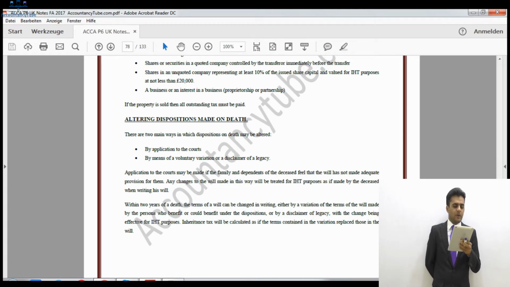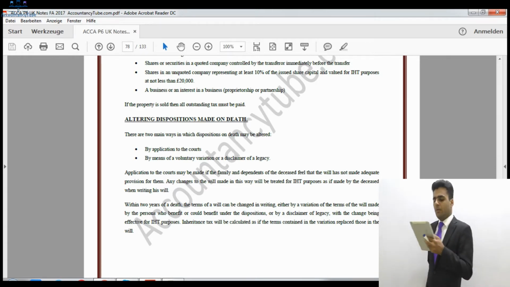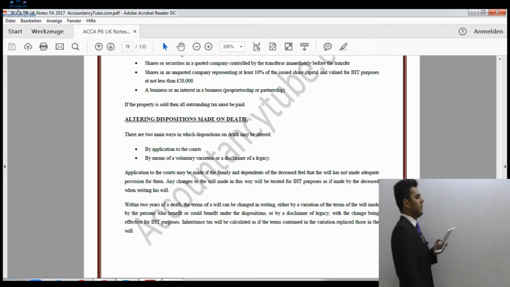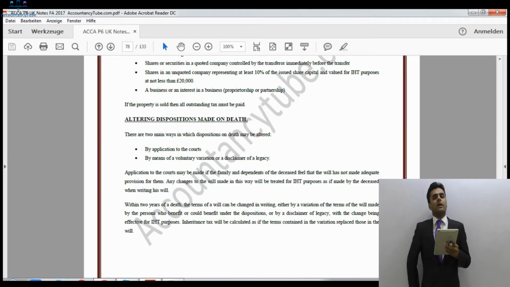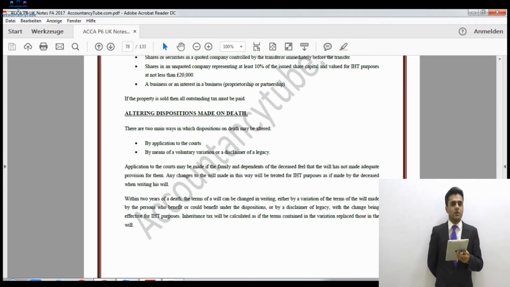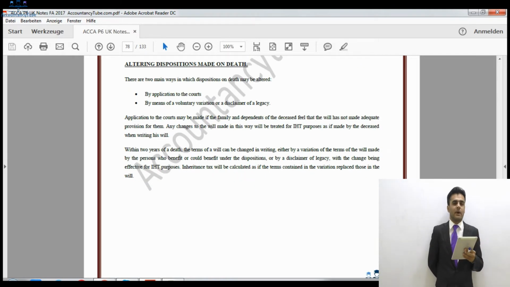Right, then after that it says altering disposition made on death, just beneath that. Now what does it mean? When someone's parent died, they had written a will saying I will transfer this asset to that son, I will transfer this asset to that daughter. So they specify which assets will be transferred to which kids.